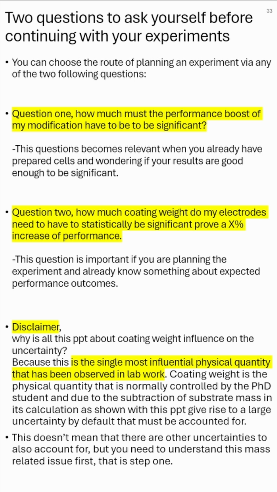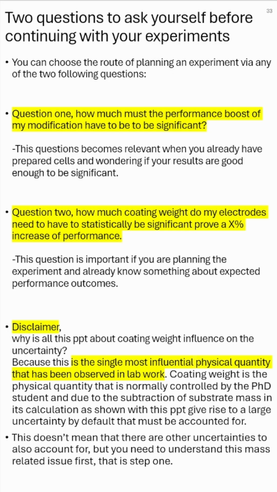So now you can choose the route of planning an experiment by looking at the following 2 questions. Question 1. How much must the performance boost of my modification, these modified cells, have to be significant? That is the first question. This question becomes relevant when you already have prepared cells and are wondering if your results are good enough to be statistically significant. I mean, do you see in your measurement they perform 10% better? The question is, is that good enough to be significant, or do you actually need to show that it must be 20% better?